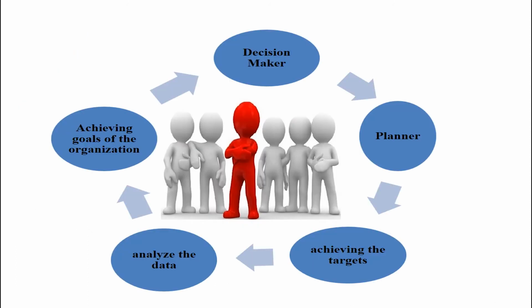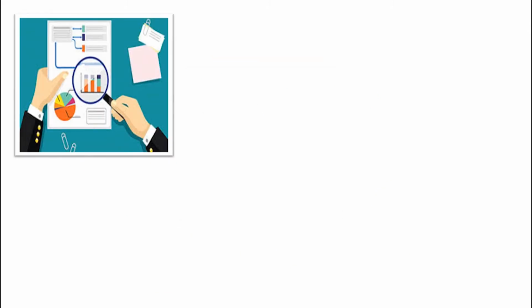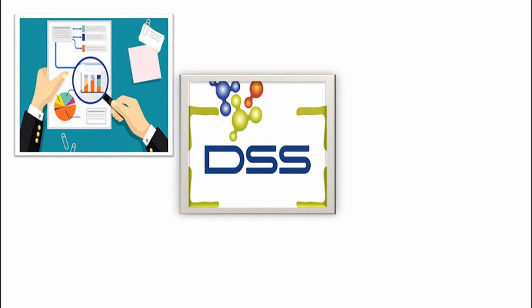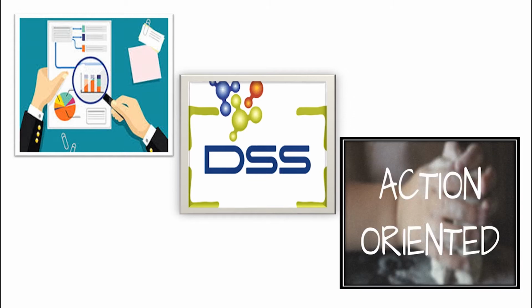An executive plays the role of a decision maker. He is in a position of responsibility and accountability, a position of a planner and a decision maker. He is responsible for achieving the targets and goals of the organization. The MIS provides facilities to analyze the data and offers decision support systems to perform the task of execution. It also provides action-oriented information.